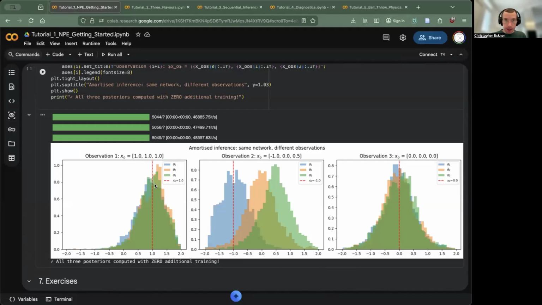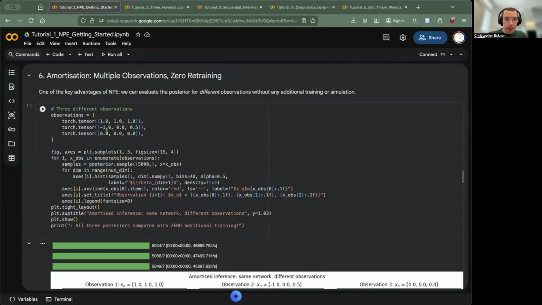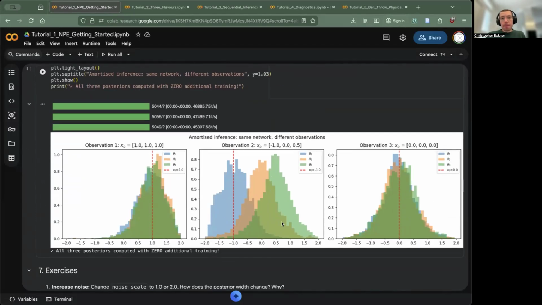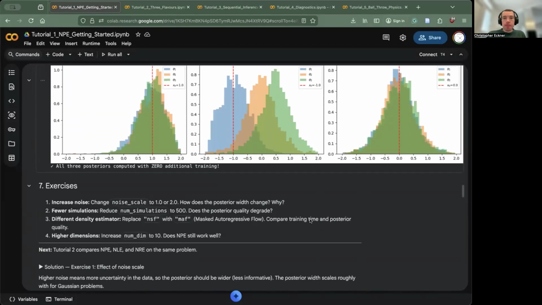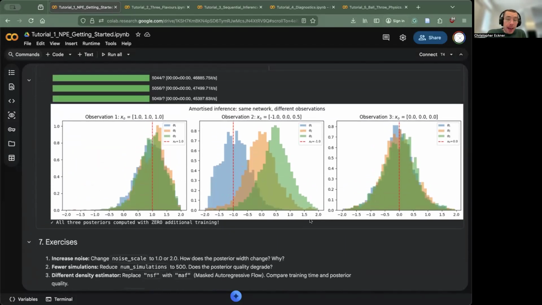And here, this red line is just for one particular observation. It's the observation here, the second one, that marks that. And yeah, right. That is basically the gist of what you do. Then you also have a few other examples here that you can play with in the exercises.